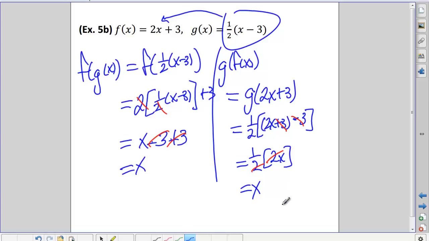And again, if you think about what one function does compared to the other, one undoes the other. When we plug an x value into f, it gets doubled and 3 is added. If you plug an x value into g, 3 is taken away and it's cut in half. So doubled plus 3, minus 3, cut in half. You see one undoes the other.